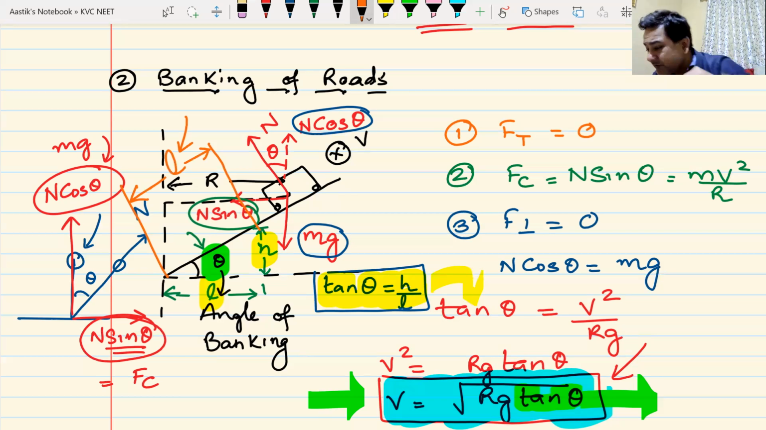So even if the green L or the orange L is given, if the orange L is given to you, you can find out the value of sine theta. Sine theta in this case will be equal to h by L, perpendicular divided by hypotenuse. But remember, this theta is very small. And you might have heard about this.